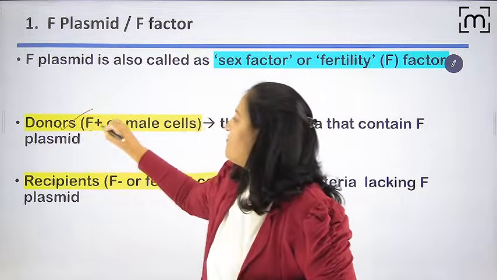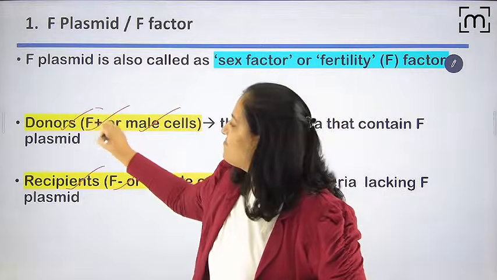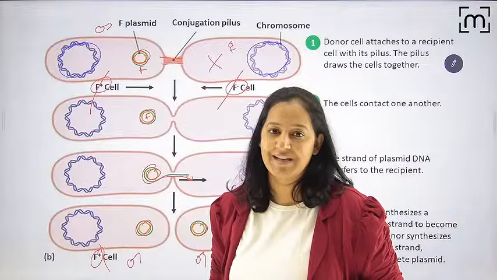The donors are F positive. They are male. And the recipients are F negative. They are female. When they start, one is F positive, one is F negative. When they end, both become F positive. It is transfer of maleness. I hope you got it.